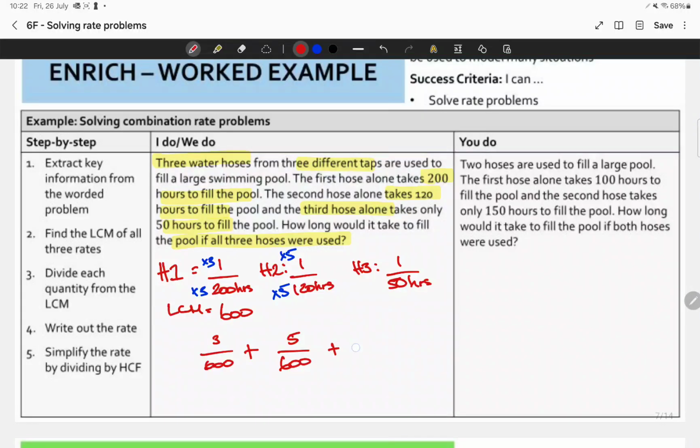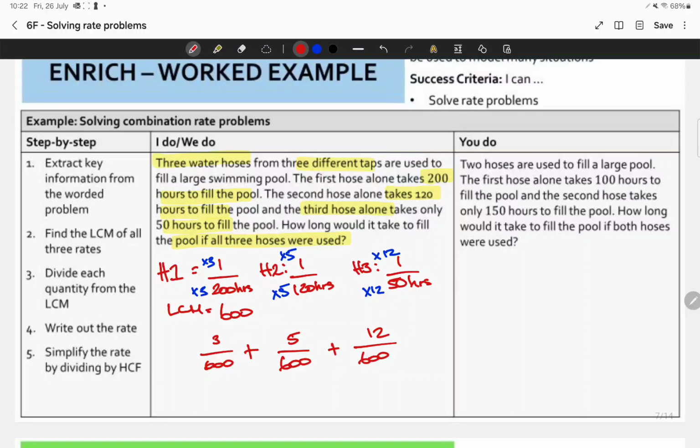And then lastly, we have the third hose. We times 50 to get to 600. We needed to times by 12. So you times the bottom by 12, the top by 12. So then it's going to be 12 on the top.